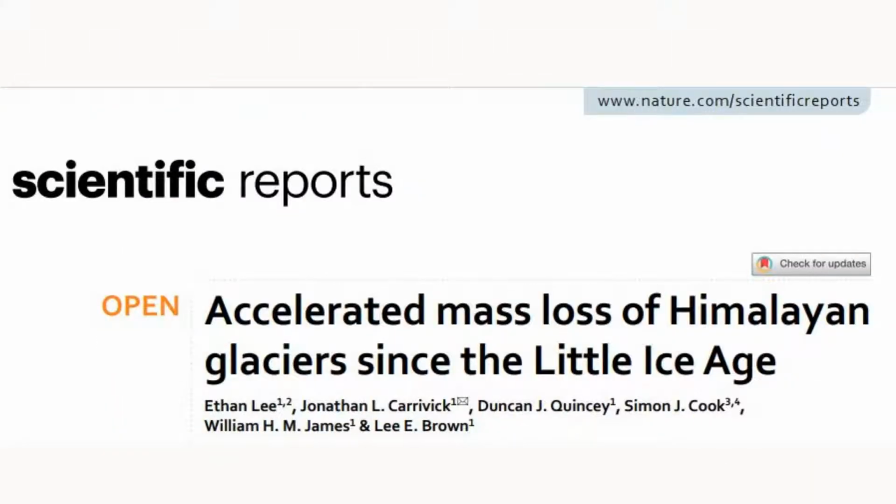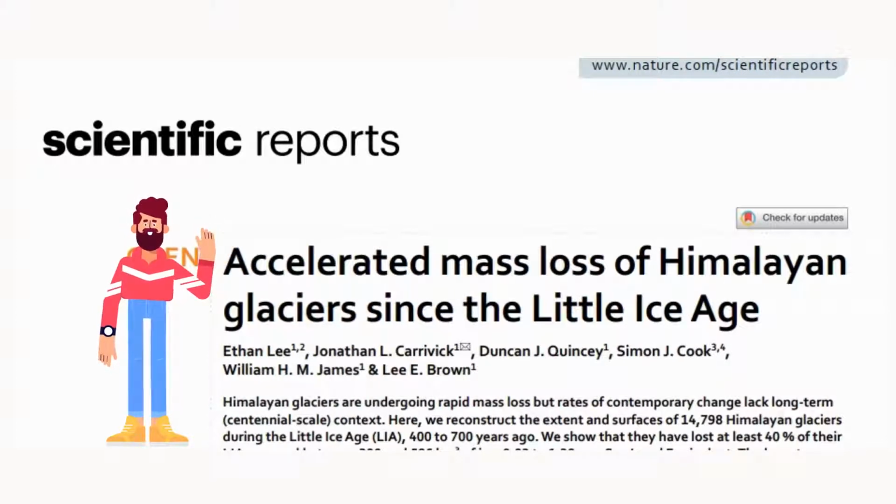Today, we are reviewing a paper titled, Accelerated Mass Loss of Himalayan Glaciers Since the Little Ice Age. Meltwater released by Himalayan glaciers forms the headwaters of the major river systems in Asia, supporting food and energy production downstream, as well as maintaining a range of ecosystems and ecosystem services. Thinning of Himalayan glaciers raises concerns about the sustainability of water supply in the region.